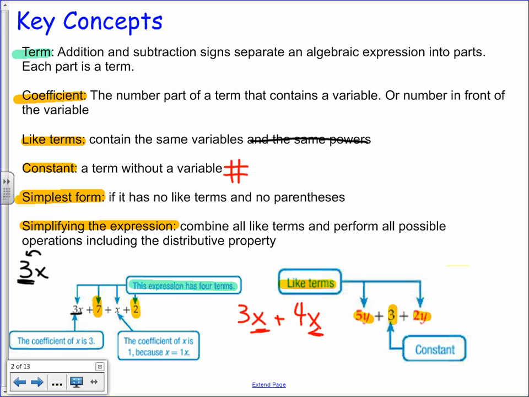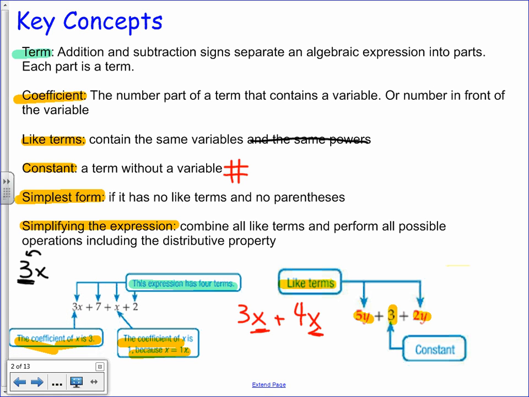Down here, the coefficient of x is 3. We talked about that. The coefficient of x is 1 because x equals 1x. Now that's kind of a big thing that came up on our last test. Remember, anytime that the variable is by itself, whether it be x or y or z or what have you, then the coefficient that's going to be in front of it is always going to be 1. It's kind of understood.